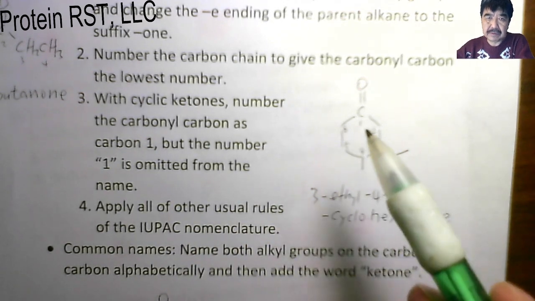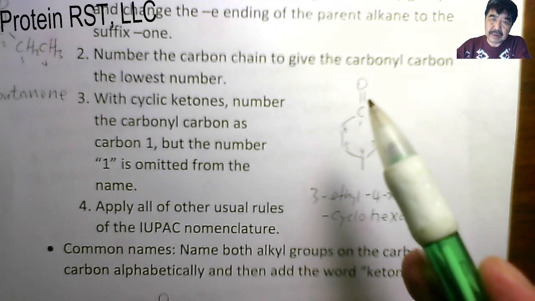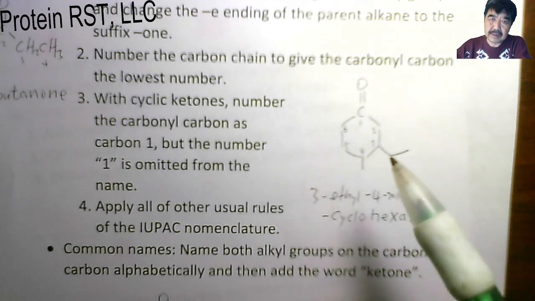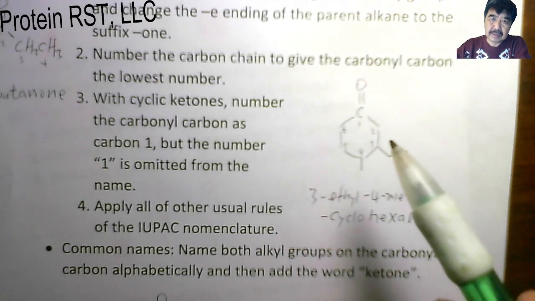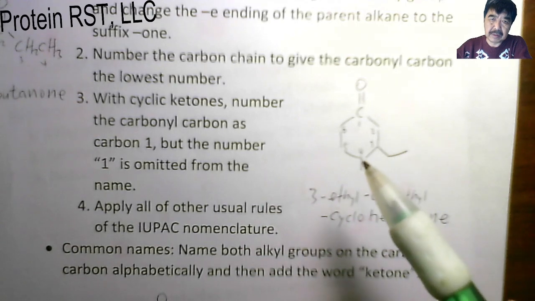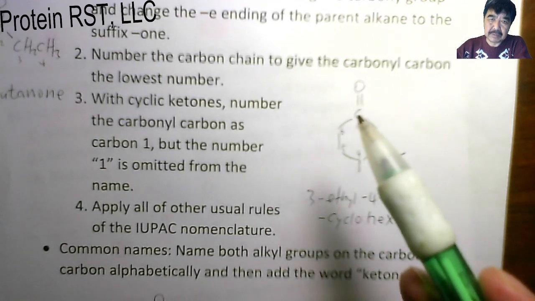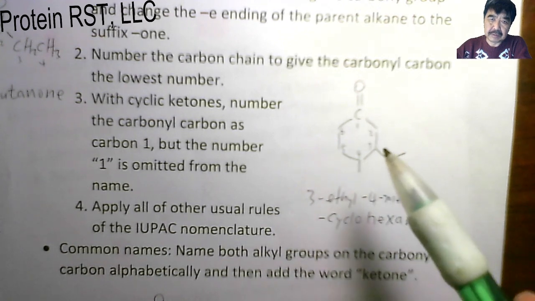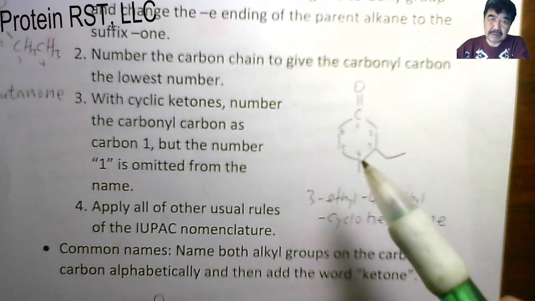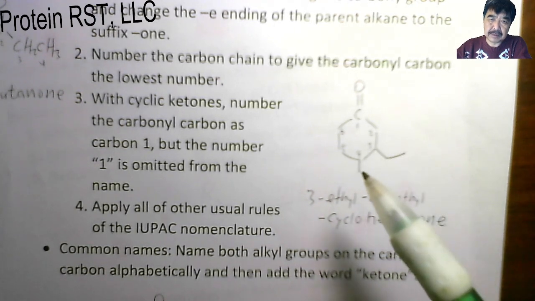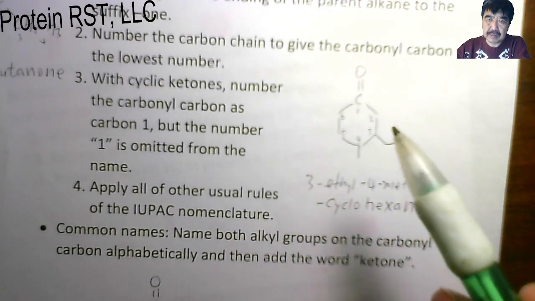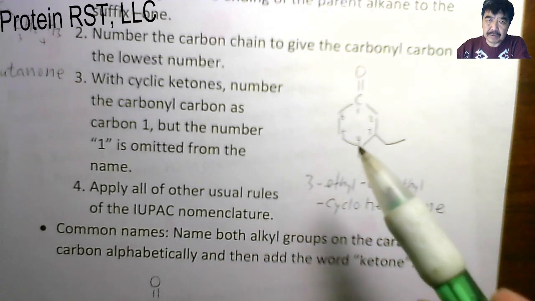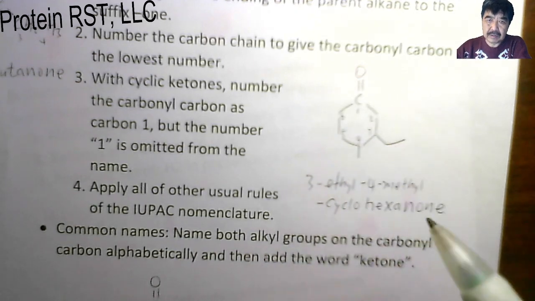That means when we put the carbonyl carbon as C1, other substituents get the lowest numbers. So this is 1, 2, 3, 4. Those substituents have the numbers 3 and 4. At number 3 there is an acyl group. At number 4 there is a methyl group. So this compound is called 3-acyl-4-methylcyclohexanone.